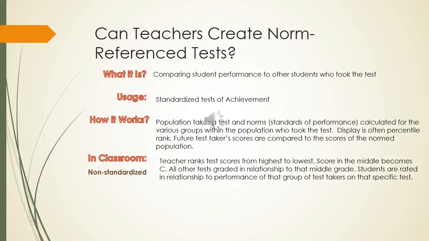Basically, a norm reference test compares student achievement performance to another group of students who took the same test. Typically, we see norm reference tests when it comes to our standardized tests given each year or at the end of courses. That's how it's normally done. Basically how it works is you have a population, and it's a pretty stratified population so that we have all of the various ability levels and genders and ethnicities and races involved.